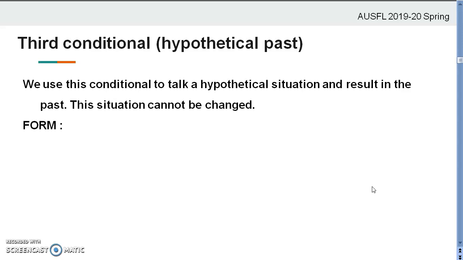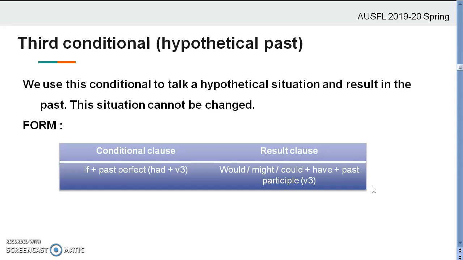So firstly, let's check the form. There are 2 parts in these if sentences. In the first part, if clause part, after if, we use past perfect. I'm sure you remember it. Past perfect, we use had always, and with had, we use verb 3. Actually, we call verb 3 past participle, but we also know it as verb 3. So in the second part, which is result clause, you can use would or might or could plus have plus verb 3.